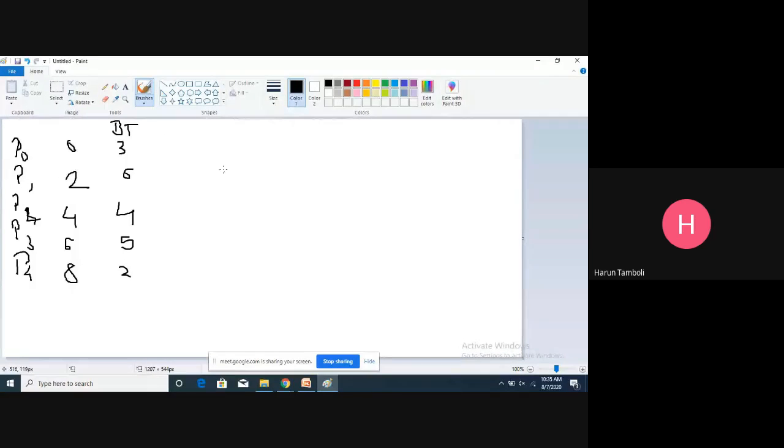Okay, so suppose this is the input that you have. Now, how to apply this HRRN algorithm? Okay, so first step, as usual, draw the Gantt chart. So, draw the Gantt chart first.